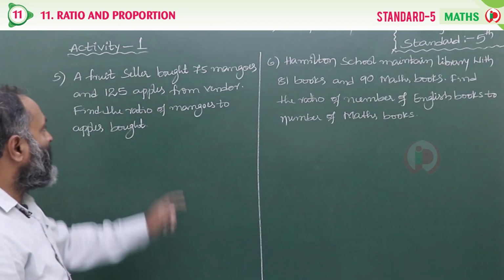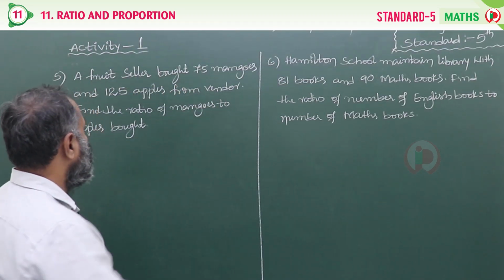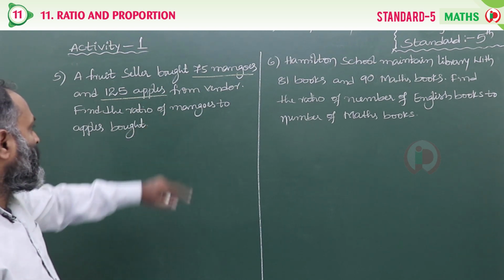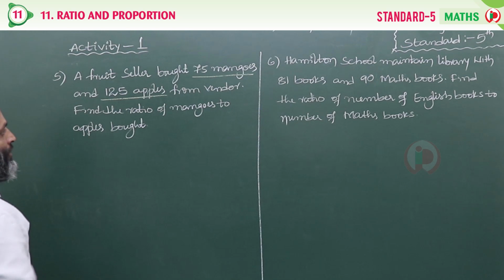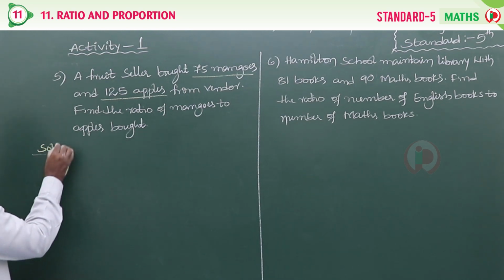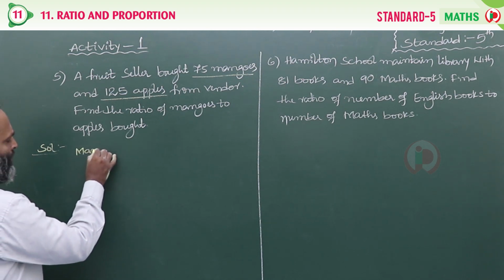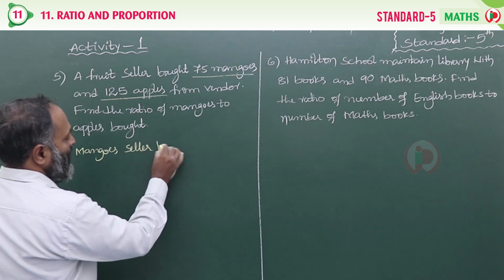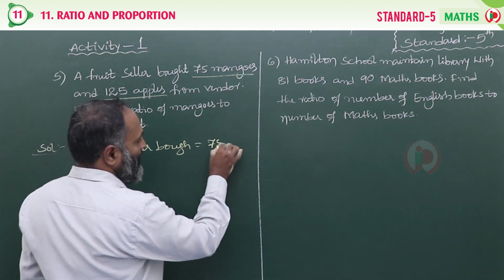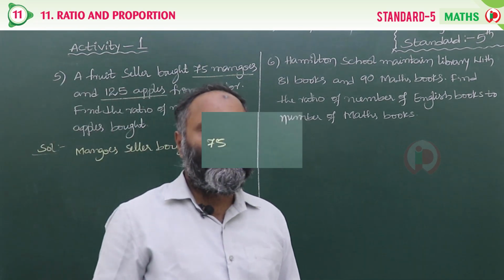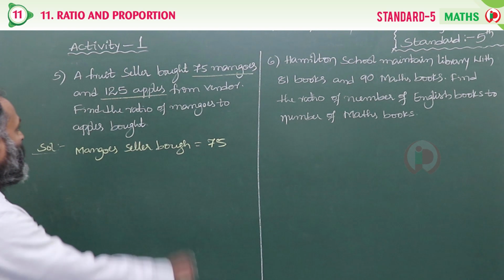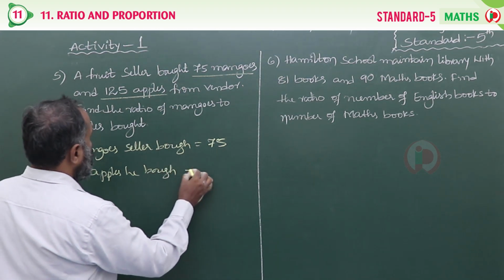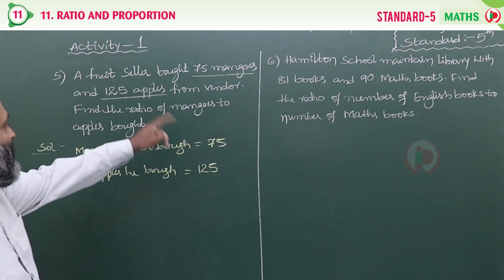Okay, students, now see here. The fifth question: a fruit seller bought 75 mangoes and 125 apples from the vendor. Find the ratio of the mangoes to apples. Mangoes the seller bought is equal to 75, and after that, how many apples did he buy? 125 apples he bought.